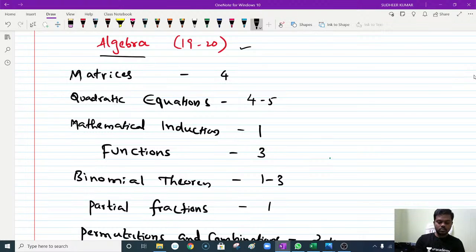Coordinate geometry 16 to 20 marks. Calculus 18 to 21 marks. Trigonometry 12 to 15 marks. So trigonometry is a very small part, right? So inverse trigonometry, you need not worry about that.